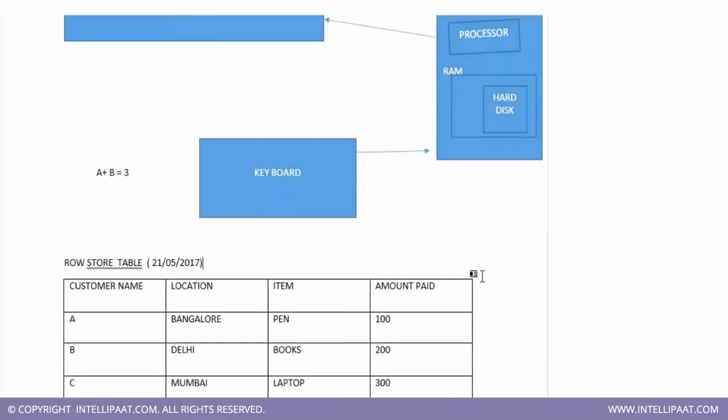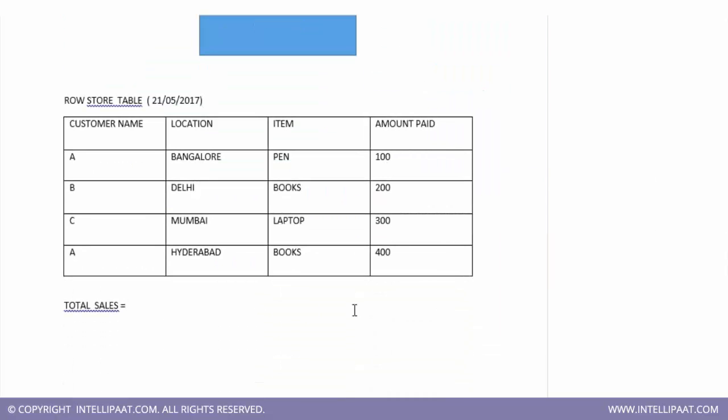At the end of the day, the business analyst or the store manager wants to see how much amount they got. They want to see the calculation or reconciliation. How much is my profit? How much is my sales? What is the total sales? Customer A plus how many total customers and their amount, the total amount paid.